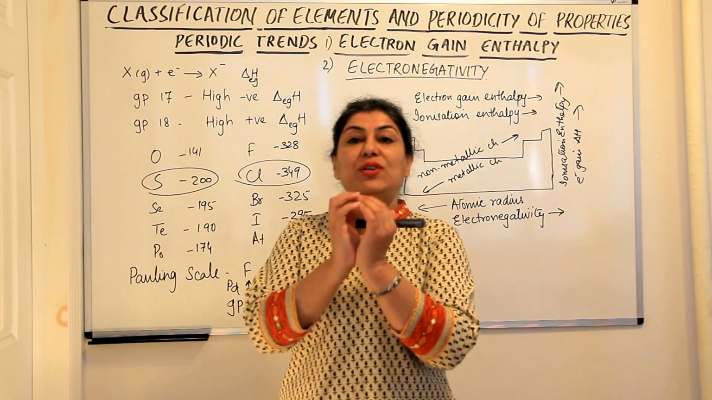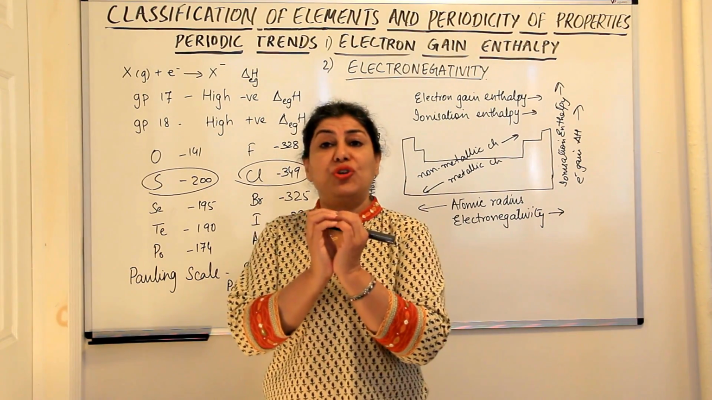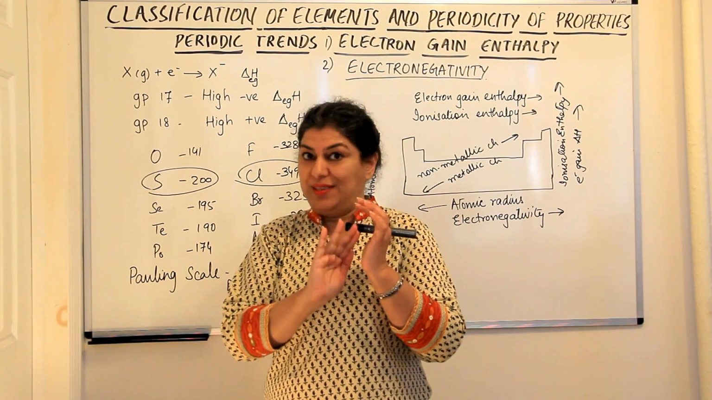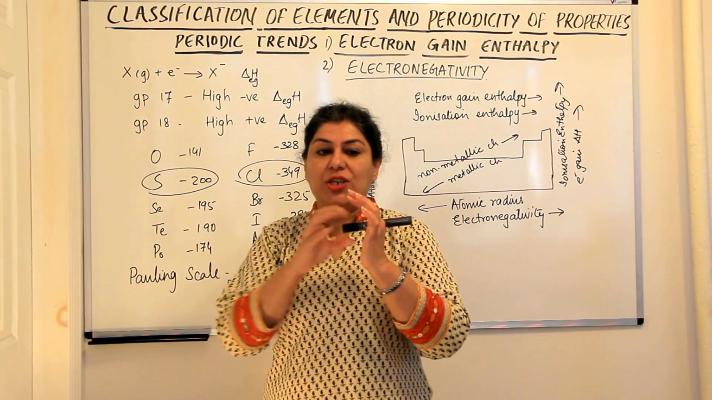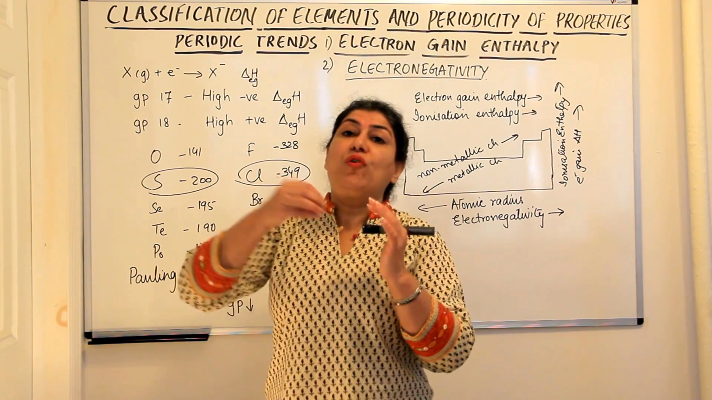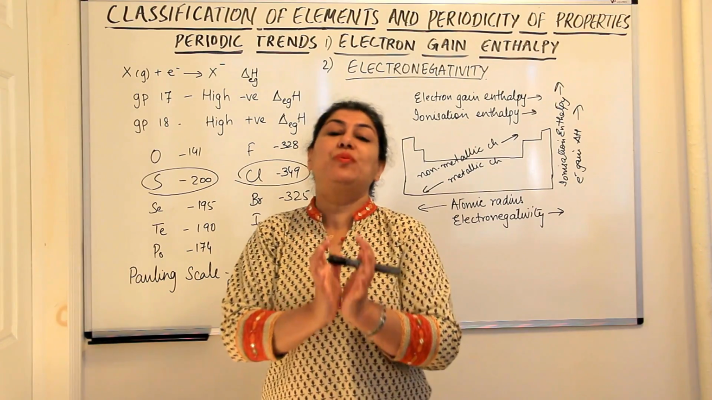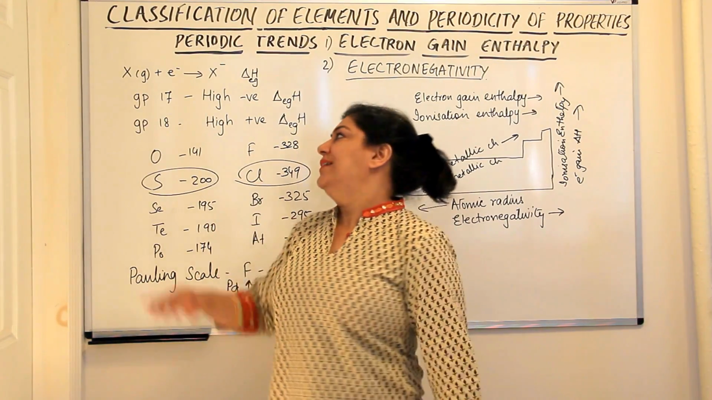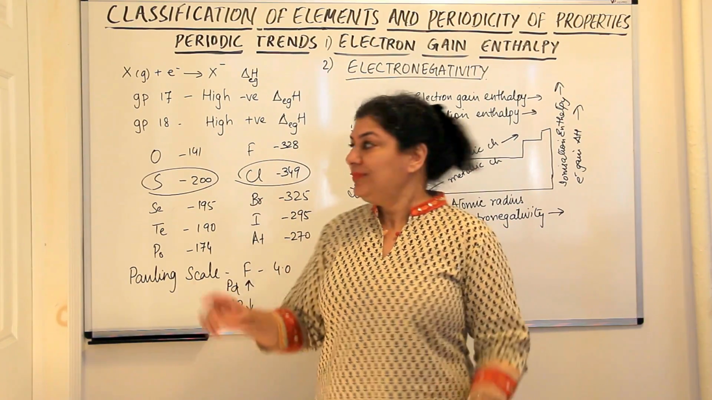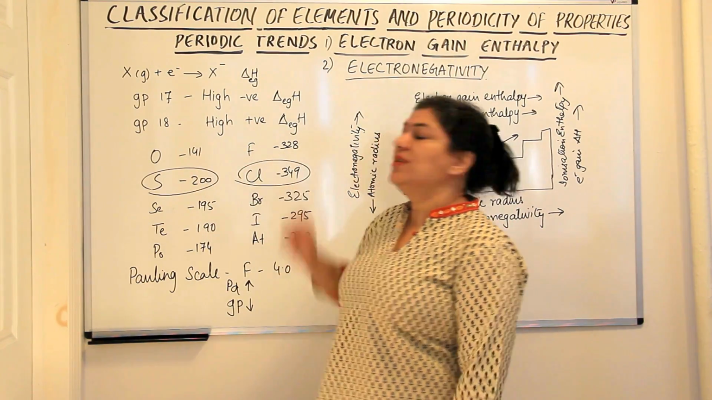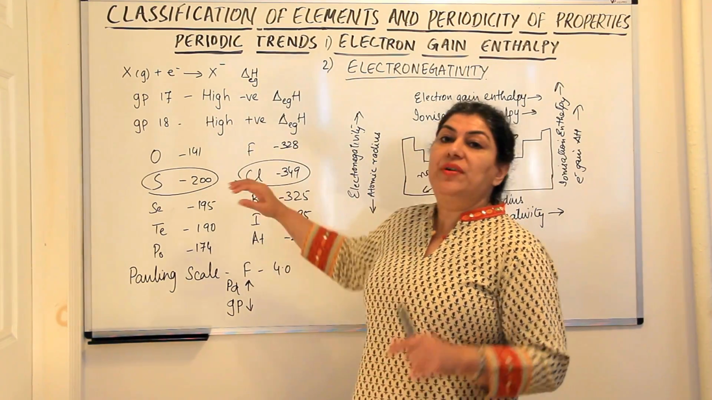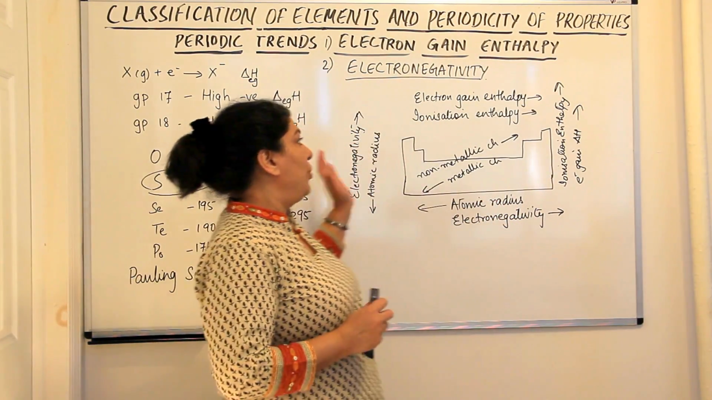So when you are trying to add an electron, it's very, very close to the nucleus. So when you add an electron, the nuclear charge remains the same, and you're pushing an electron into it. And since you're forcing an electron, the repulsion between the electrons becomes so large that the amount of energy given out is not as much as you would expect. So these exceptions are in the case of oxygen and fluorine. So this was the general trend in electron gain enthalpy.